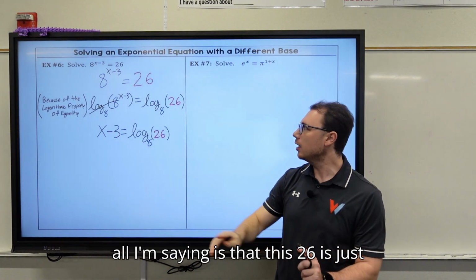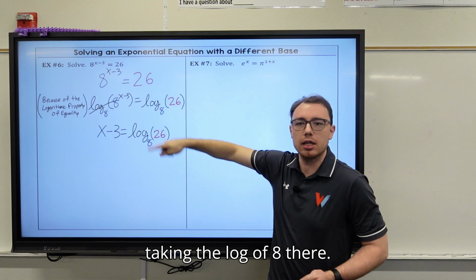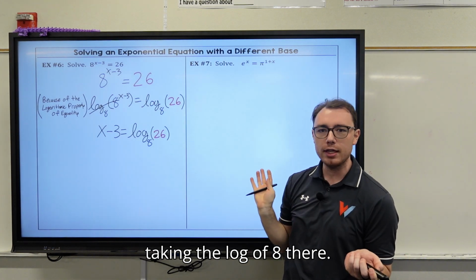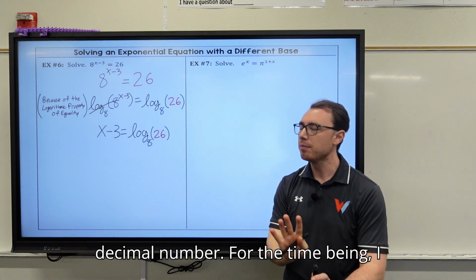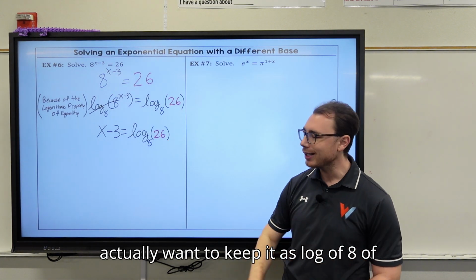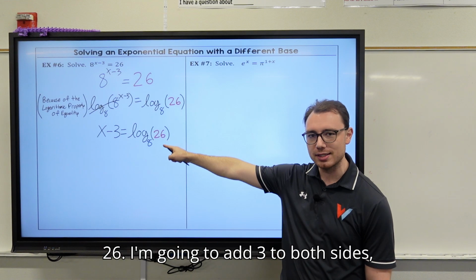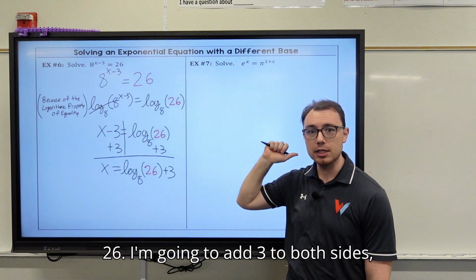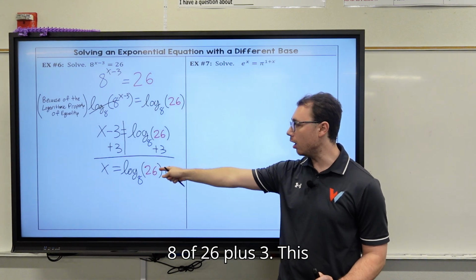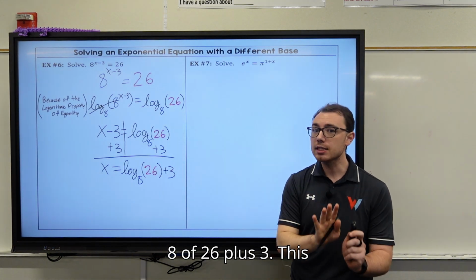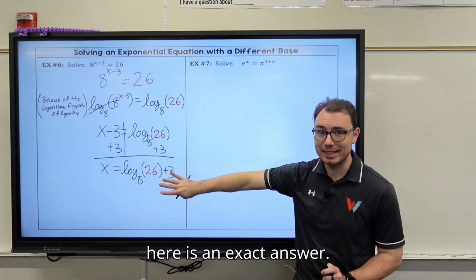And all I'm saying is that the 26 is just getting the log base 8 of 26. I can just know that as some decimal number, but for the time being, I actually want to keep it as log base 8 of 26. I'm going to add 3 to both sides, and I end up getting x equals log base 8 of 26 plus 3. This here is an exact answer.